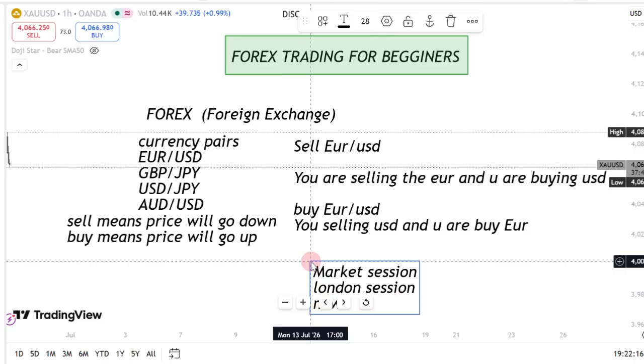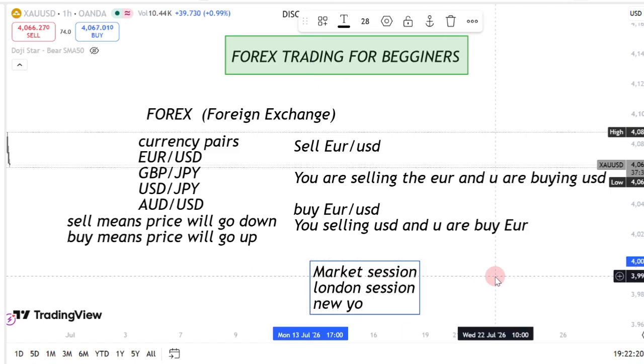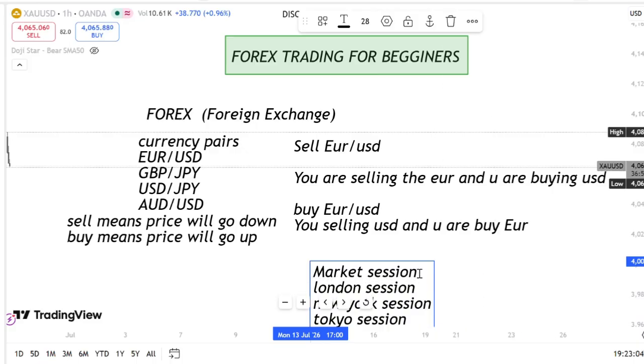You have the New York session. We have the Tokyo session. And we have the Sydney session. So these are the market sessions that we have in the forex market.